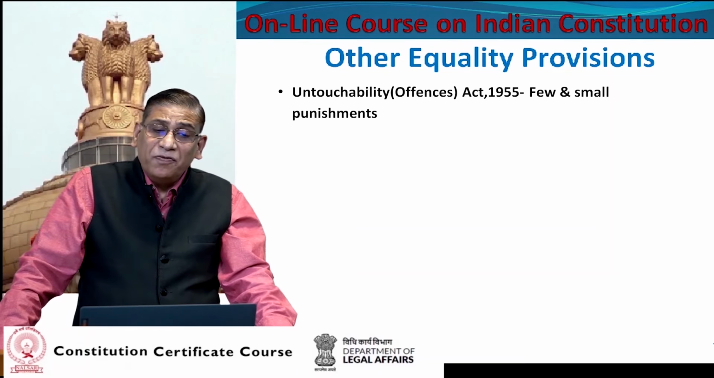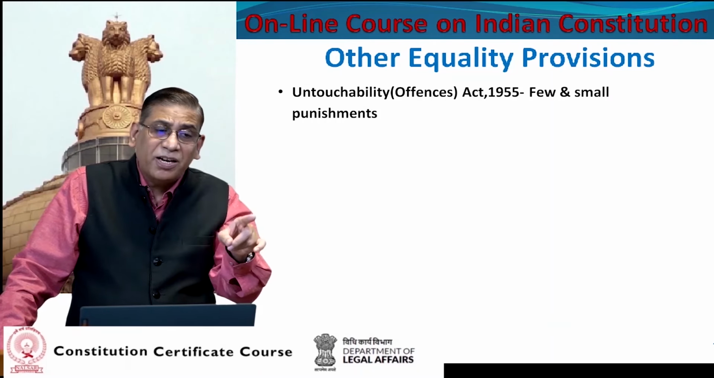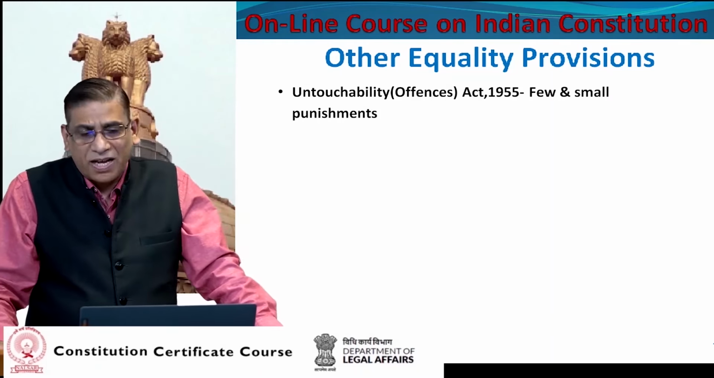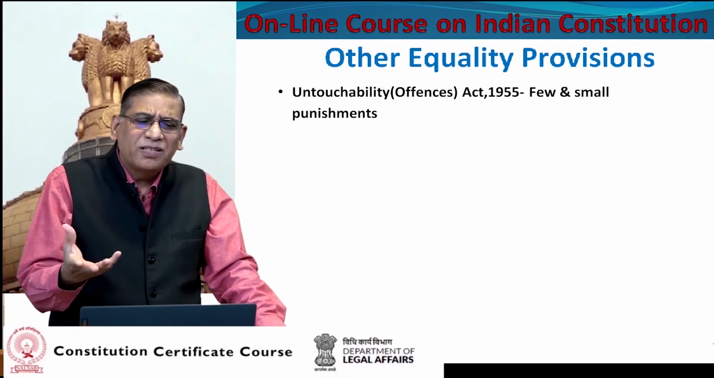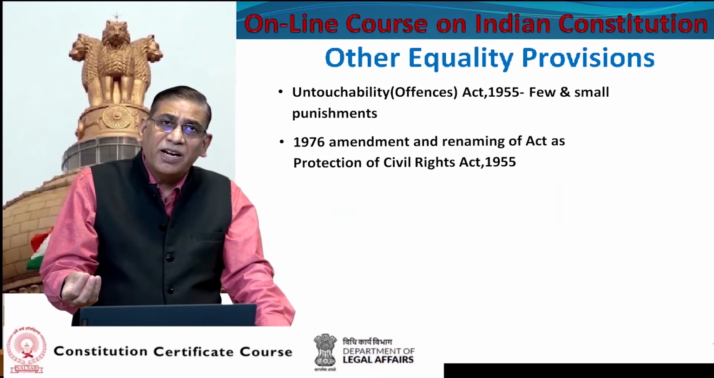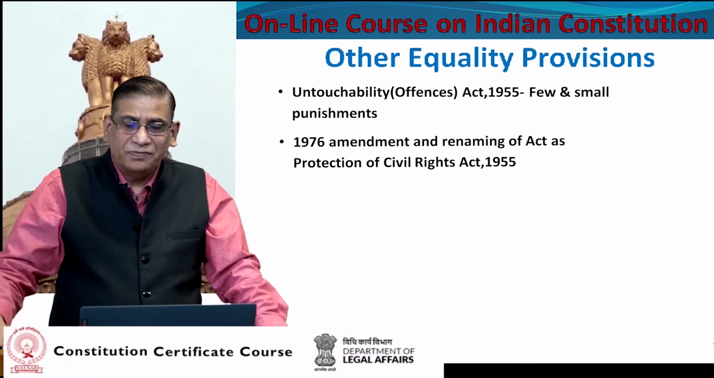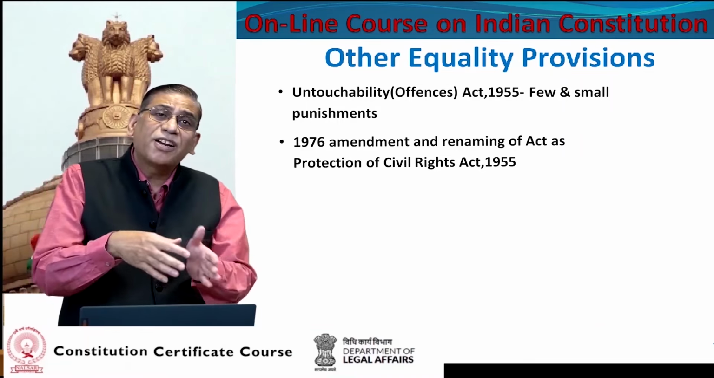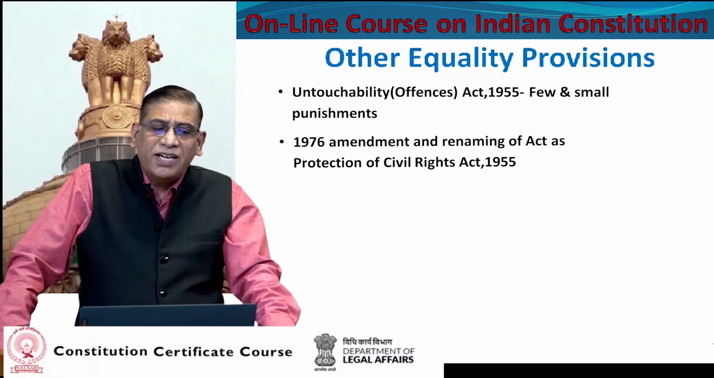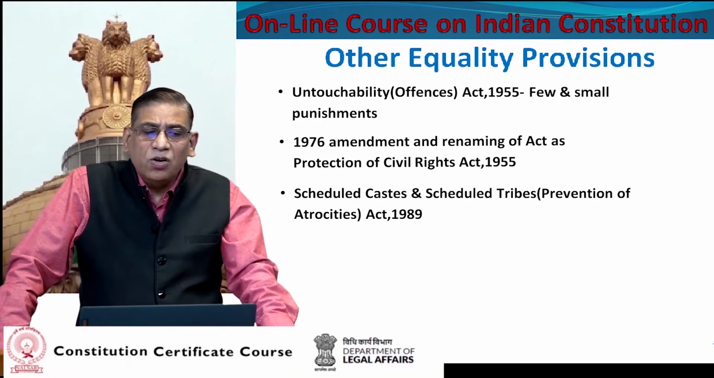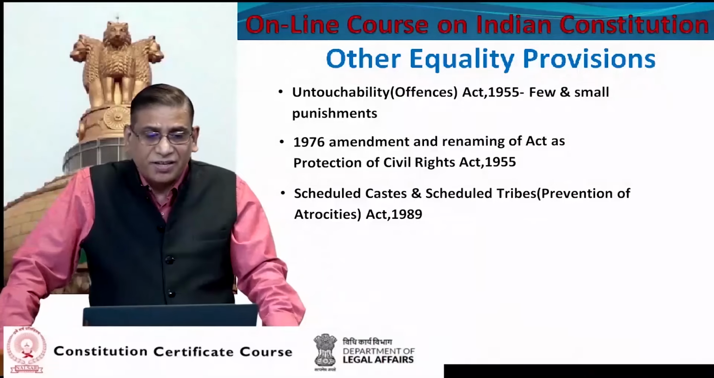Then in 1955, as per Article 17, that it will be a punishable offense if you practice untouchability, Untouchability Offences Act was passed. But it was realized that it gives few and small punishments. In 1976, the Act was amended and was renamed as Protection of Civil Rights Act 1955. Still, untouchability, atrocities against scheduled castes and scheduled tribes continued. Therefore, Parliament in 1989 enacted what is called Scheduled Caste and Scheduled Tribes Prevention of Atrocities Act, SCST Act.